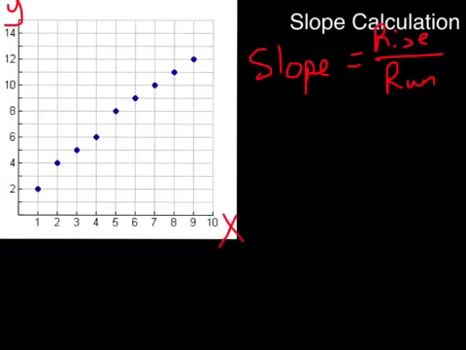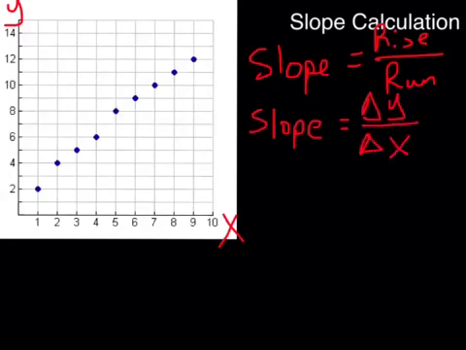So we can actually rewrite the formula: slope equals the change in y, and there's our Greek letter delta, looks just like a triangle, over the change in x. Alright? Now, we need to actually be able to rewrite this in an even more specific format.